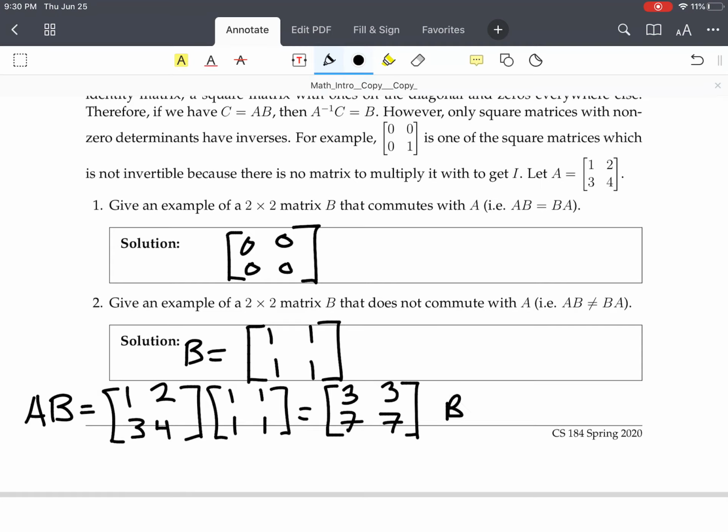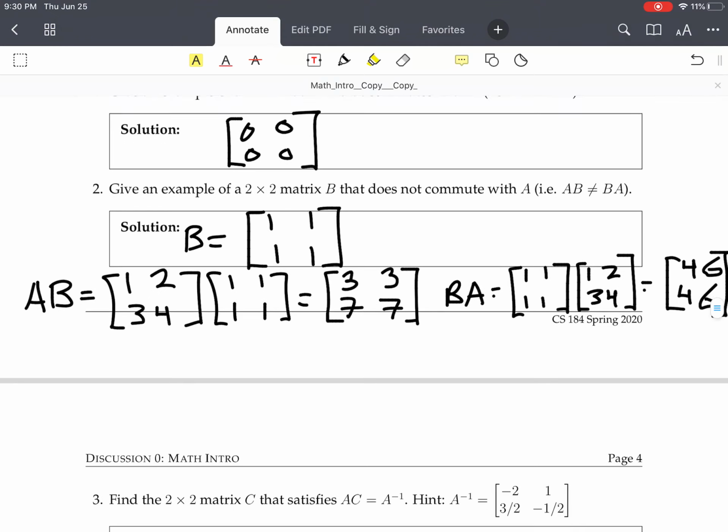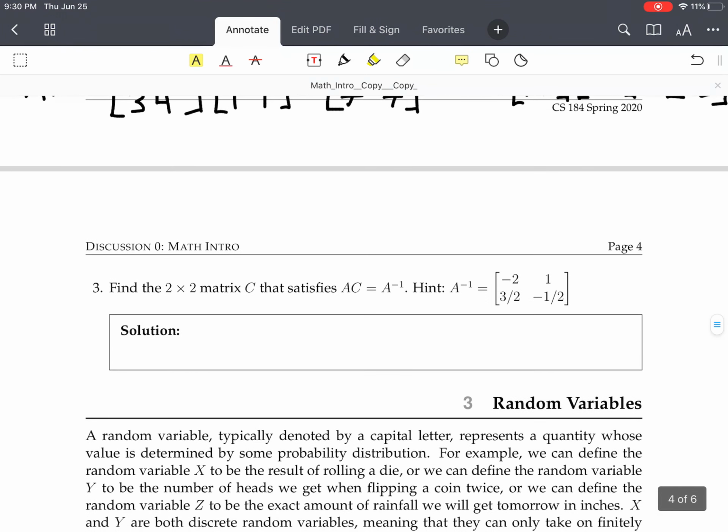And then now let's do it the other way. So BA is equal to 1, 1, 1, 1 times 1, 2, 3, 4. And that is going to be equal to 4, 6, 4, 6. Okay, so clearly these are not the same. 3, 3, 7, 7, 4, 6, 4, 6. So there we go. B is a matrix that does not commute with A. Okay, so simple enough. Let's keep going.